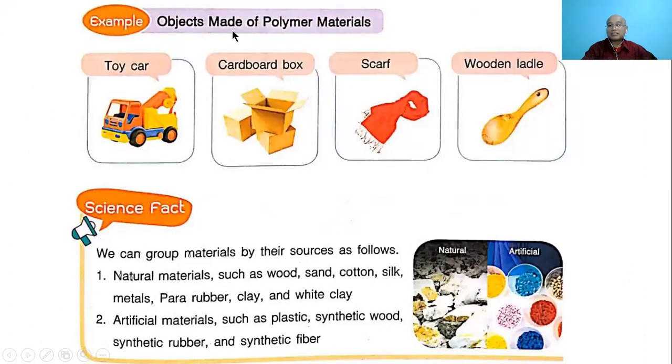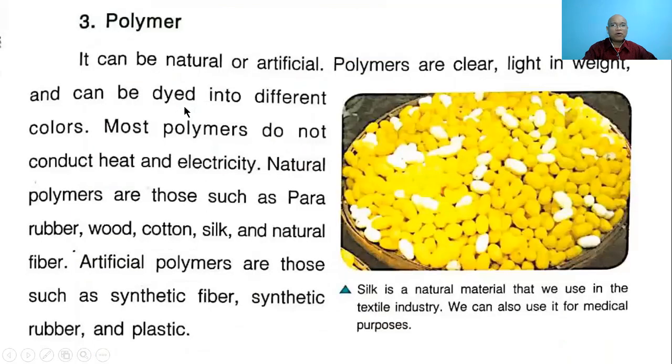Now, objects made of polymer materials, so these are some examples. Again, what are polymer materials? These are different kinds. There can be synthetic and they can be natural. There are natural ones, but there are artificial ones.